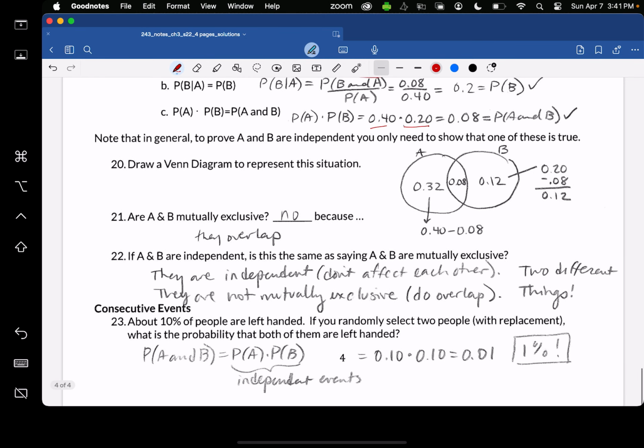Okay, last little section here. In general, to prove that A and B are independent, you only need to show that one of those three criteria is met. So if one is met, all three of them will be met. They're all equivalent to each other.